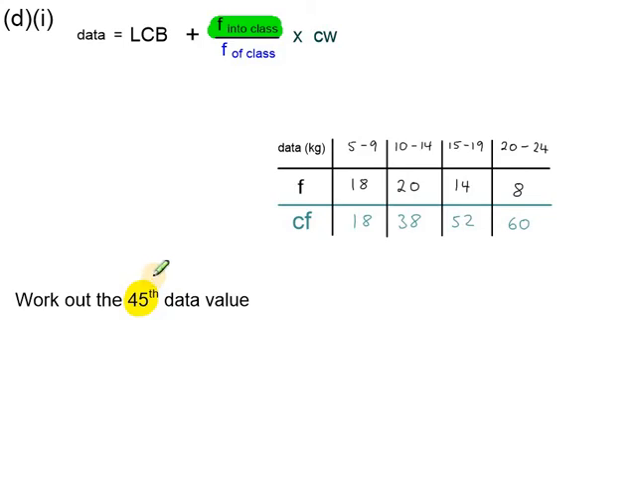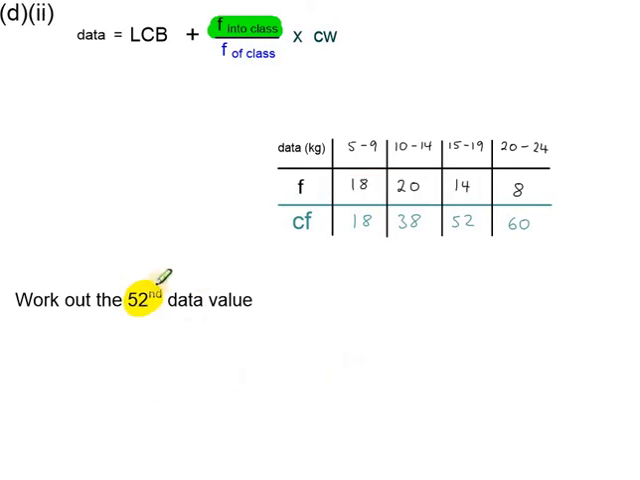So let's say I want the 45th data value from this grouped frequency table. Starting at the beginning of my data, and your data is in order of size, I've gone past 18 values, I've gone past another 20 values, so looking at cumulative frequency below, that's 38 values so far. I want to get to the 45th data value, so I need a further 7 values from this particular class interval to get to my 45th data value. So 38 plus a further 7 will get me to the 45th data value, which means the frequency into the class is 7.